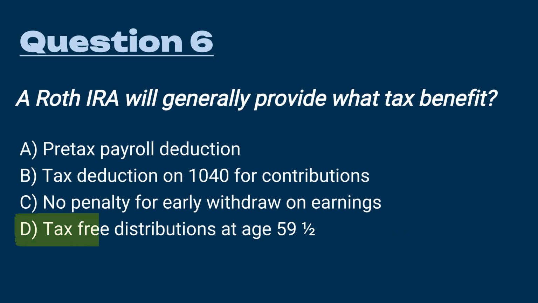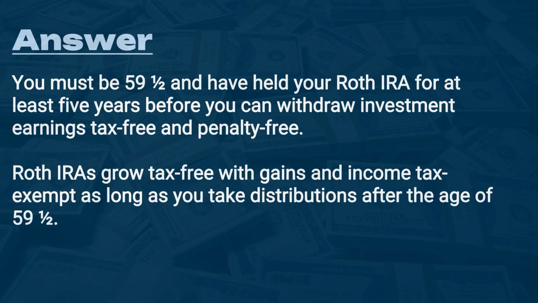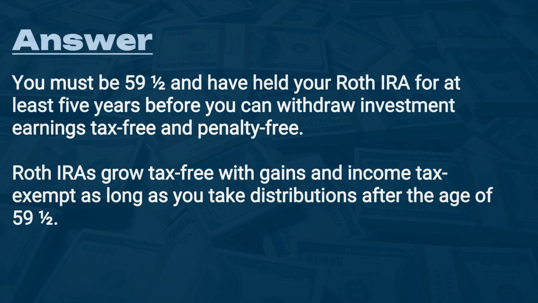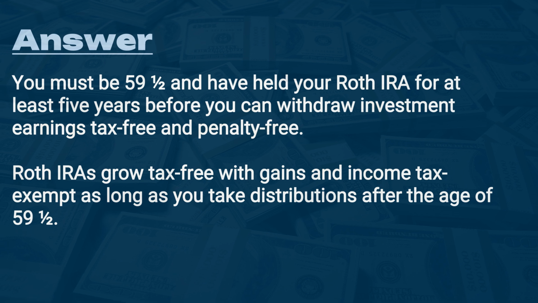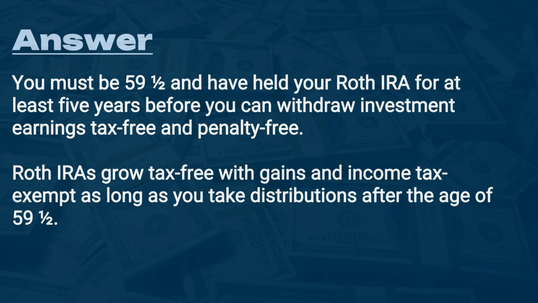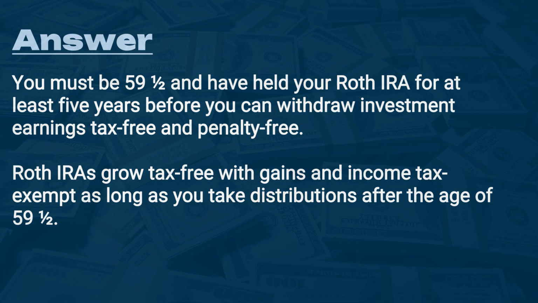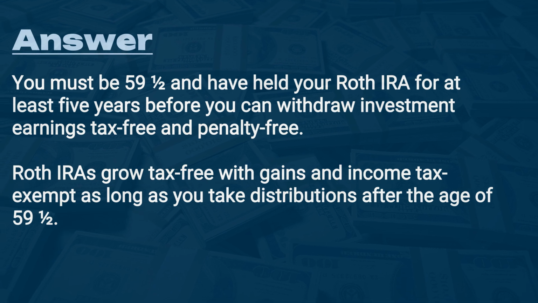The answer is D, tax-free distributions at age 59 and a half or older. Roth IRAs let you make after-tax contributions that can grow tax-free within the IRA. The beauty of a Roth IRA is that as the income and the investments grow over time, when you withdraw after 59 and a half, assuming you've held the Roth IRA for 5 years, all those distributions are tax-free.